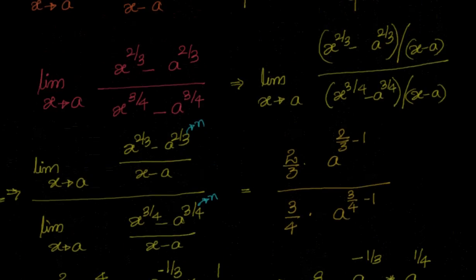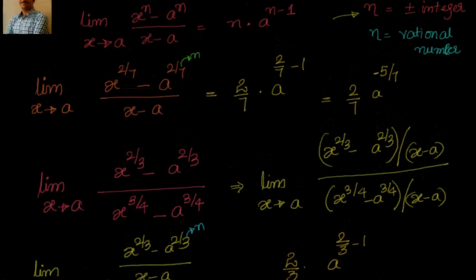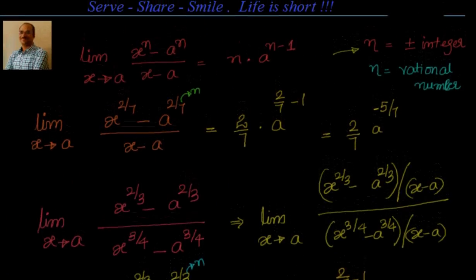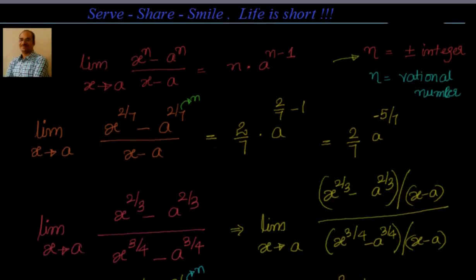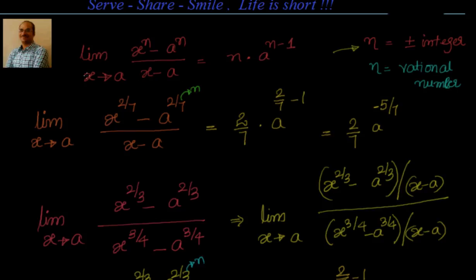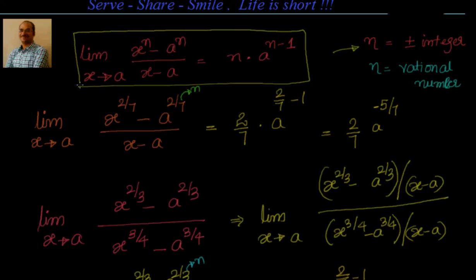So in the next session, we will solve some more examples on this particular concept. Limit standard result number 1, x to the power of n minus a to the power of n by x minus a as x tends to a is equal to n into a to the power of n minus 1. So that's what we are going through, and we'll continue some more examples in the next session too.